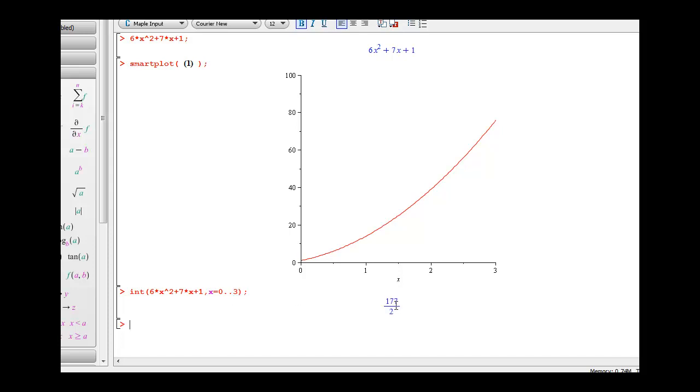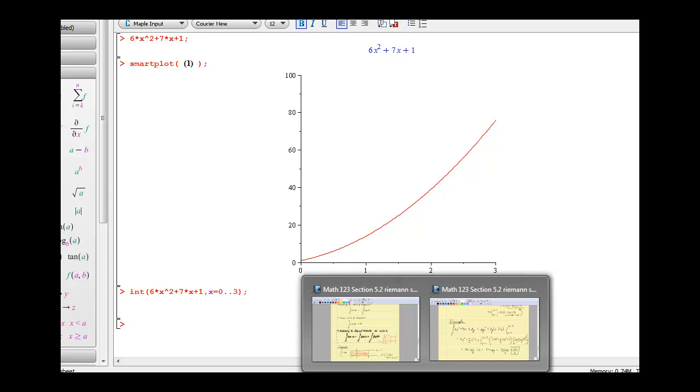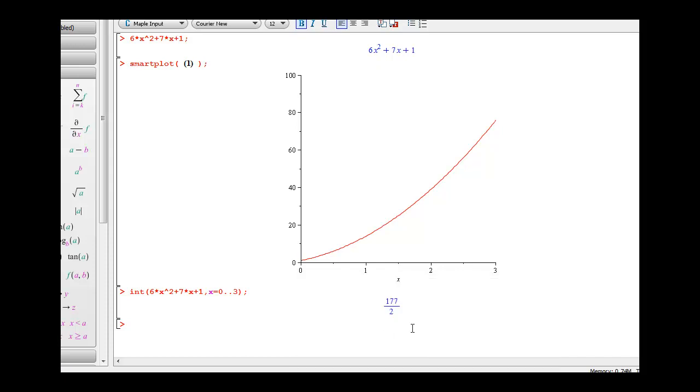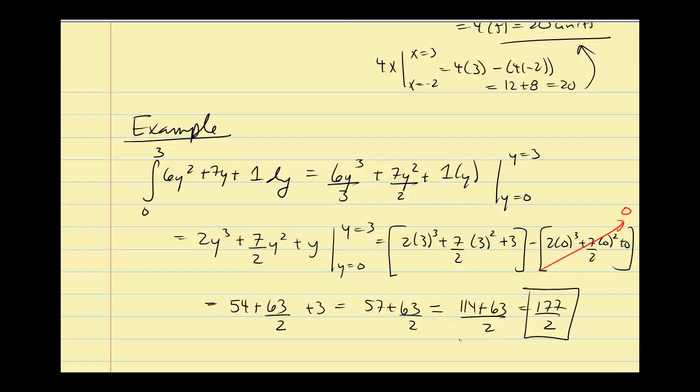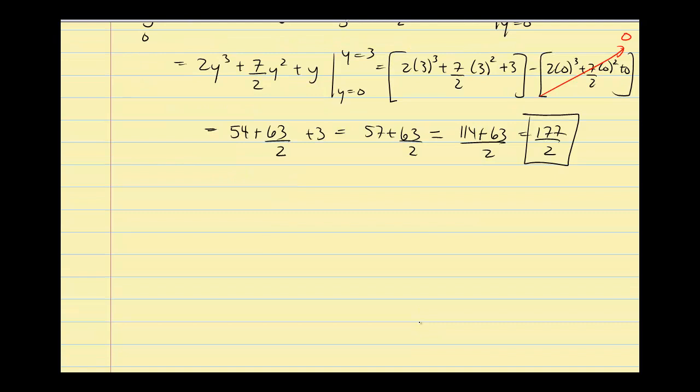And I get 177 over 2, so this matches perfectly. Let's go ahead and look at another example where we're integrating and trying to figure out whether it's true area or signed area. So for this example, we're looking at the integral from negative pi to 3 pi over 2 of the cosine of x dx.